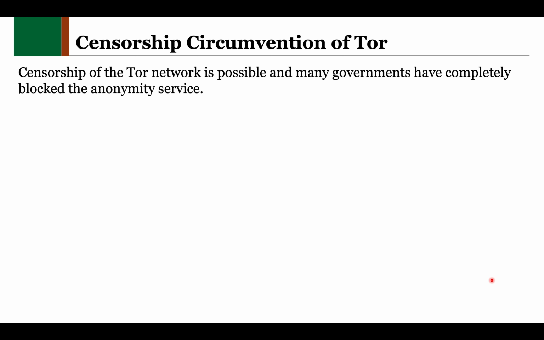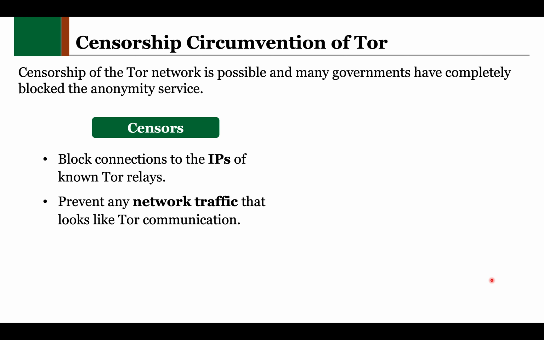Censorship of the Tor network is possible, and many governments have completely blocked the anonymity service. Generally, censors block the Tor network in two ways. On the one hand, censors can easily block connections to public Tor relays based on the IP addresses listed in the publicly available consensus. On the other hand, the characteristics of Tor traffic are fingerprintable. Therefore, censors can block any network traffic that looks like Tor communication.